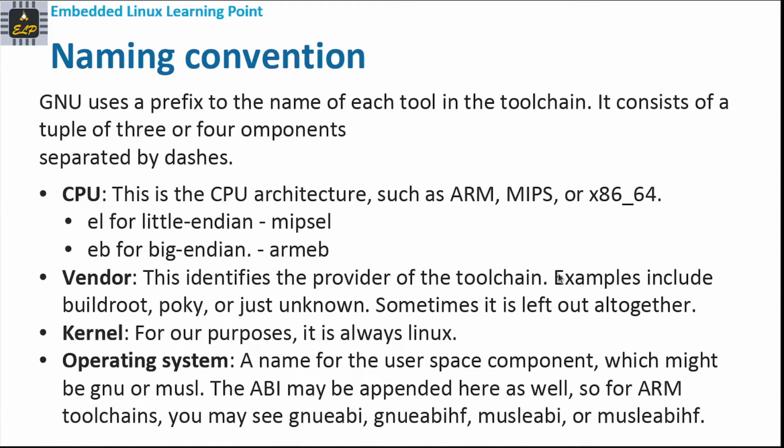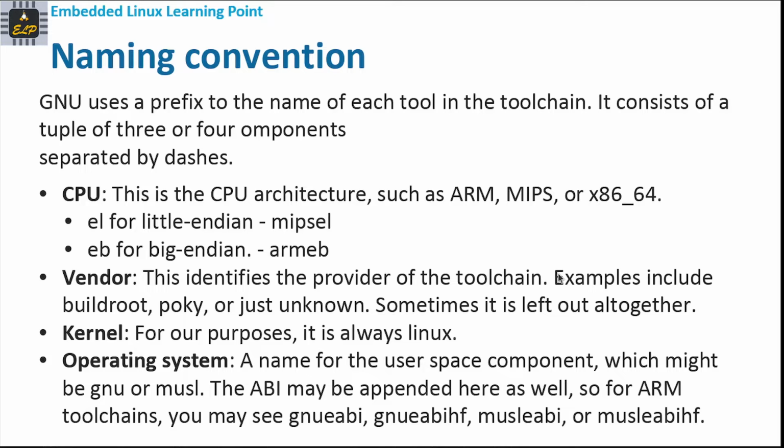So any toolchain that it generates will have a naming convention. GNU uses a prefix to the name of each tool in the toolchain. It consists of a tuple of 3 or 4 components separated by dashes. The first component is the CPU. This is the CPU architecture such as ARM, MIPS or x86-64.